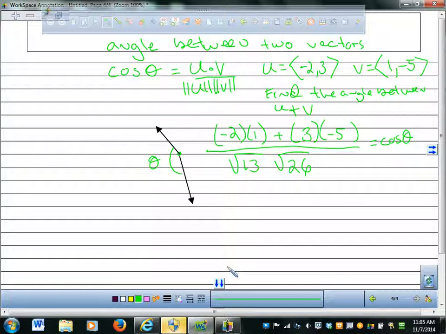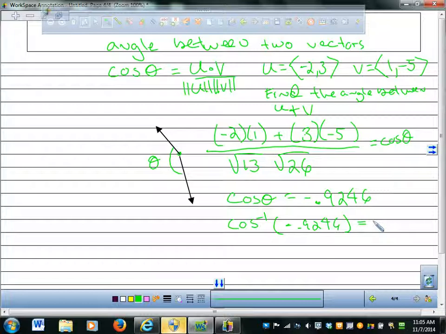Magnitude of u is 2 squared plus 3 squared, square root of that. Magnitude of v, okay? And then if you do this on your calculator, you get the cosine of theta is equal to negative 0.9246 or so. Then I would take the inverse cosine of negative 0.9246. And that gives you an obtuse angle, right? It doesn't give you a negative angle. It gives you an obtuse angle, right? Because cosine is negative. Inverse cosine is negative in the second quadrant.